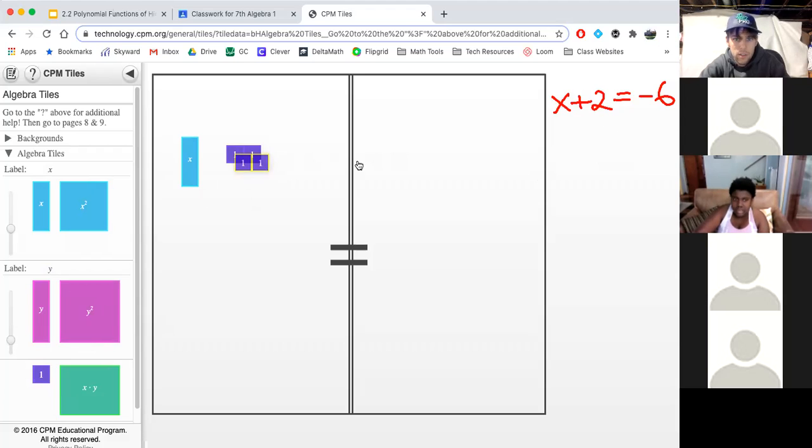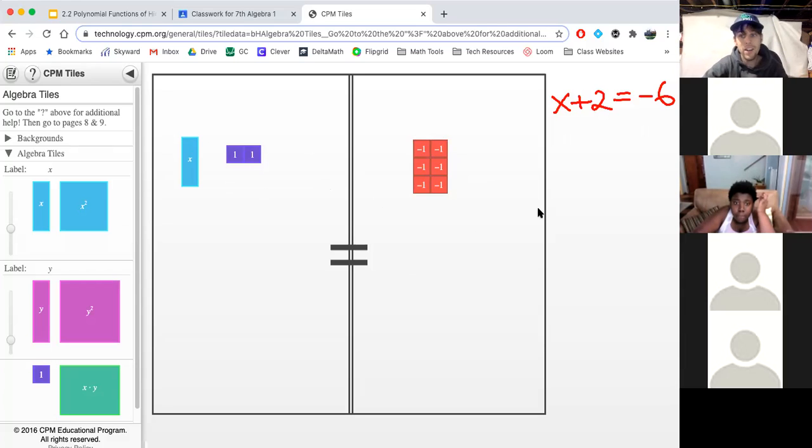equals -6. I need -6 here. Okay, yeah, that's -6. So here is my equation. I have X plus 2, positive 2, equals -6. So those are all negatives. If you're using the tiles, it's important to make sure that you set it up right. If I accidentally had these as positives and I do the equation, well, then I'm not solving the right problem. So I want to make sure I have it set up right.